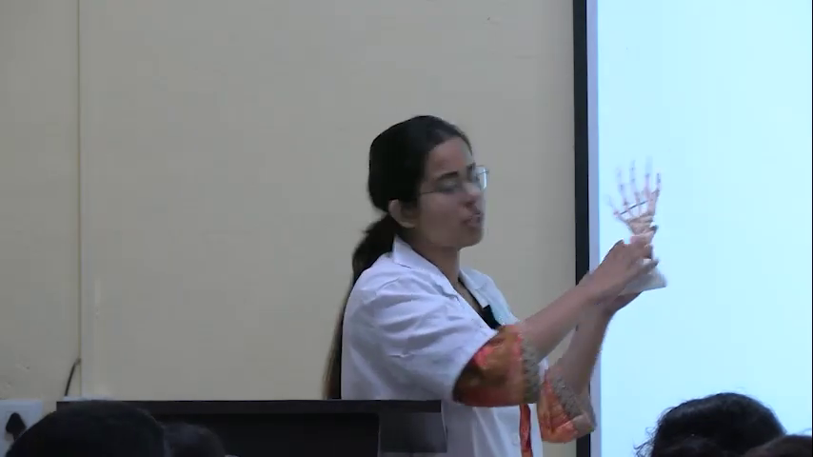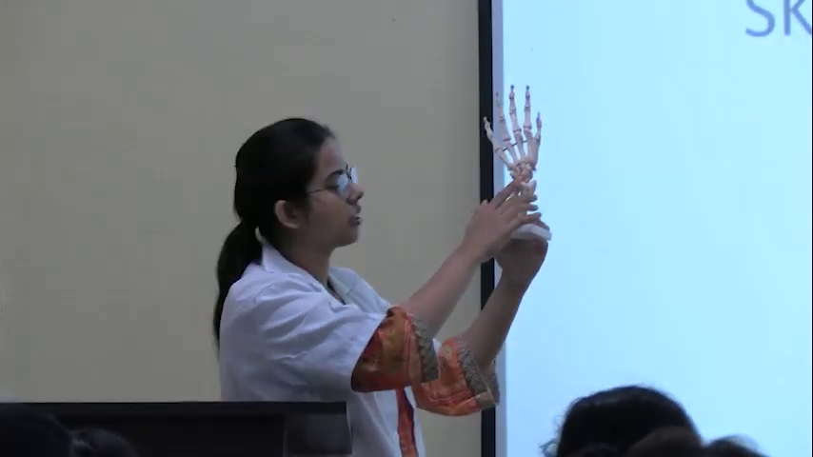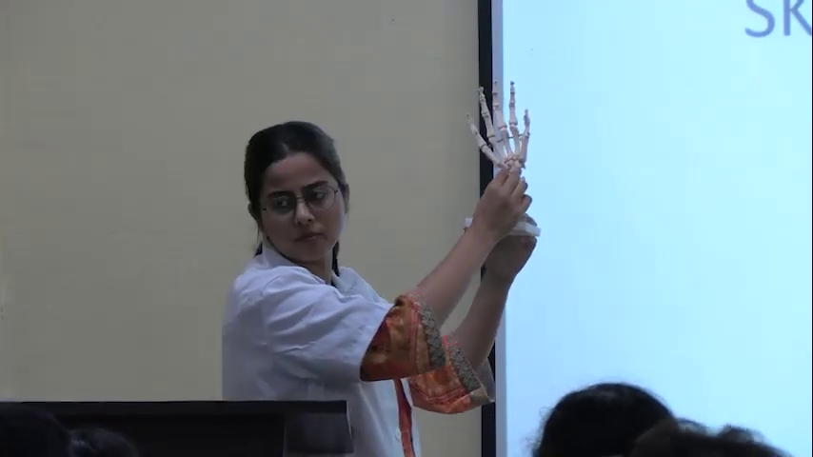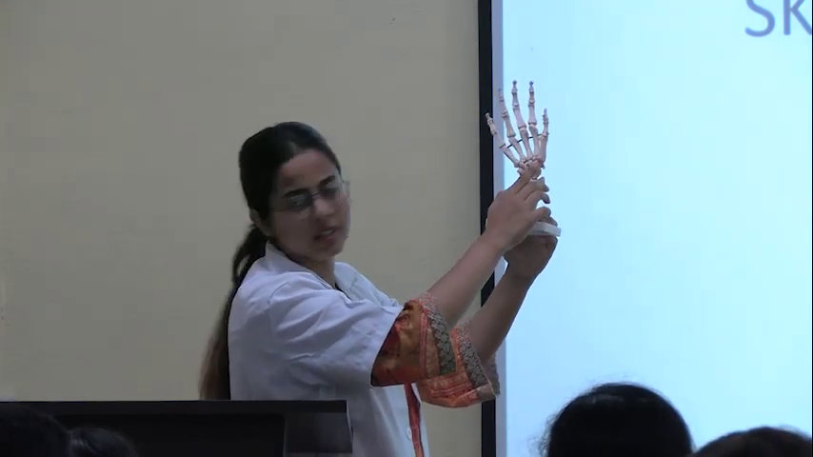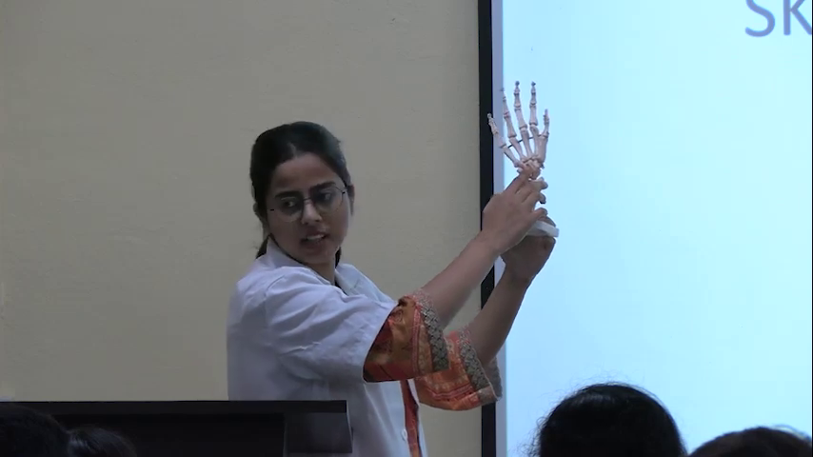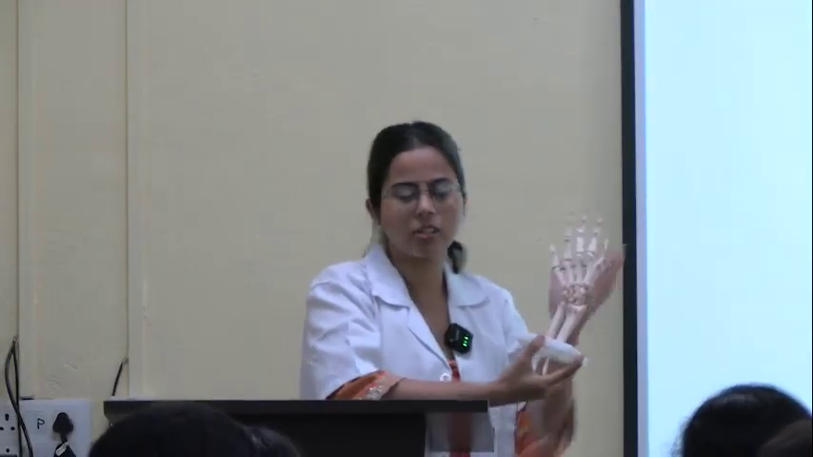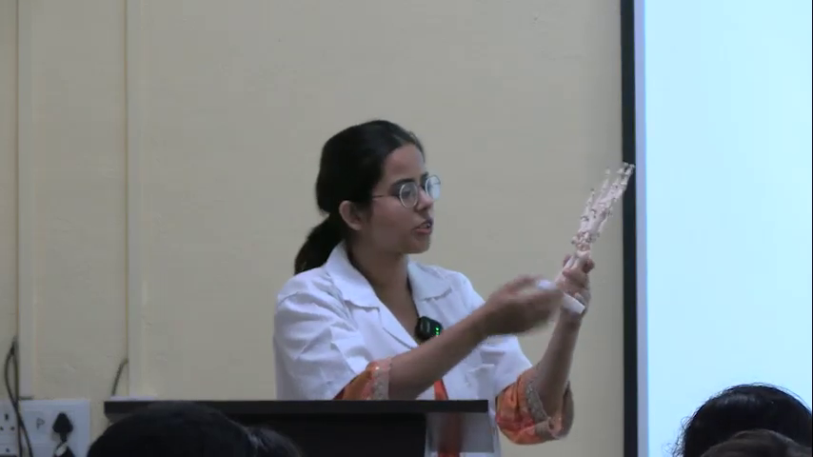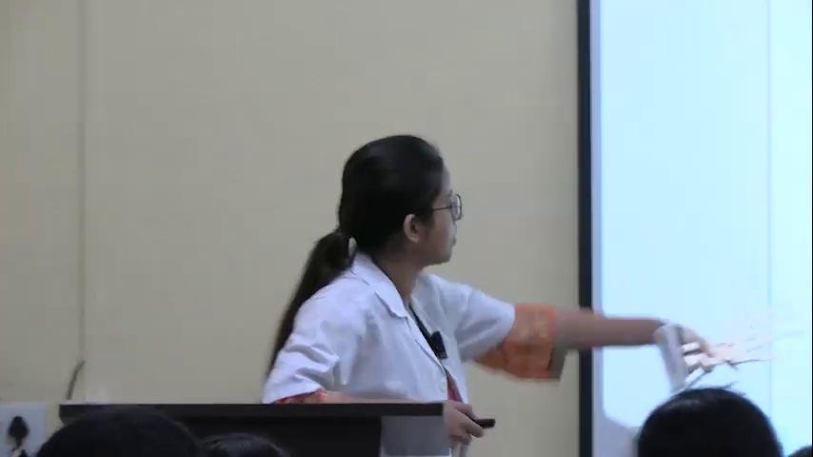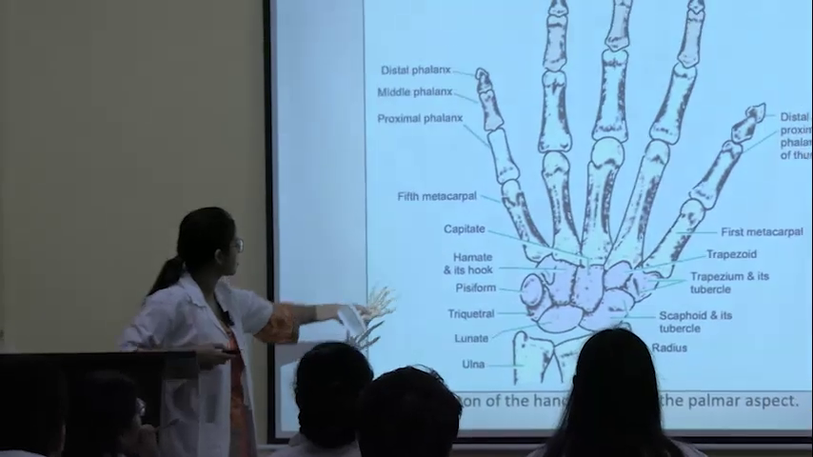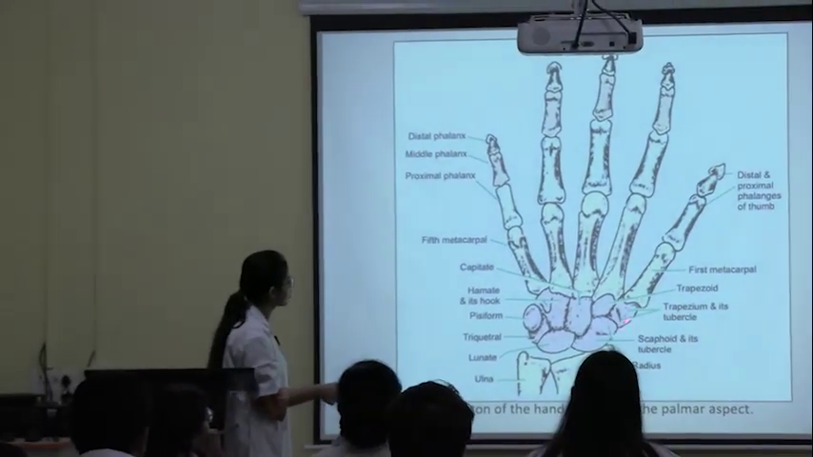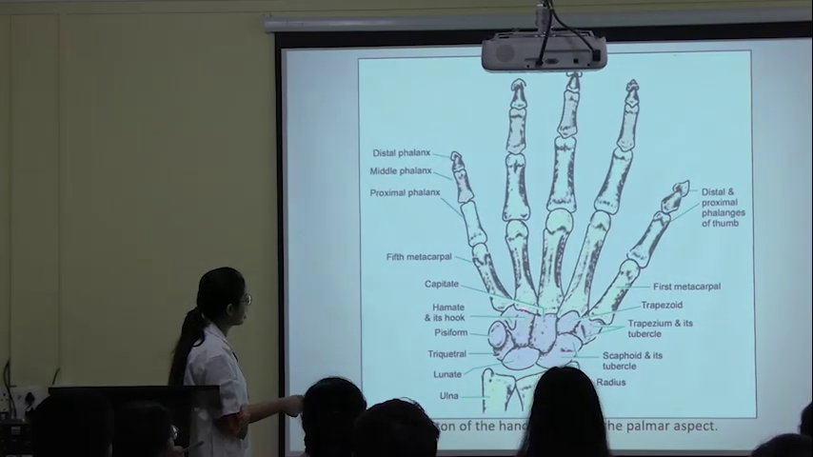If you follow the mnemonic, in the proximal row it is scaphoid, lunate, triquetral, and pisiform. In the distal row, trapezium, trapezoid, capitate, and hamate. I will pass the bone around later, you can appreciate it. They will not give single bones in the exam, they will give this entire hand and ask you to name the carpal bones in a sequence. As you can see here also, it is scaphoid, lunate, triquetral, pisiform, then trapezium, trapezoid, capitate, and hamate.